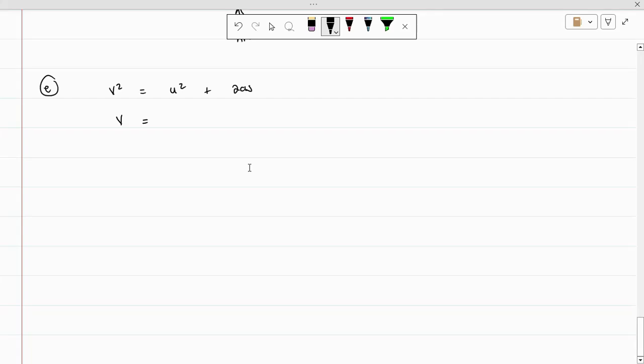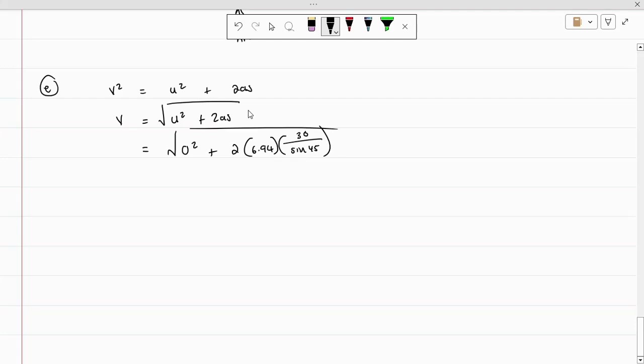So V is equal to the square root of U squared plus 2AS. All right, so put your values into your calculator. So U is 0 squared plus 2 multiplied by the acceleration, which is 6.94, multiplied by displacement, which is 30 over sine 45. All right, so you throw that into your calculator again. Square root of 2 multiplied by 6.94, or at least use the answer function, 30 over sine 45.